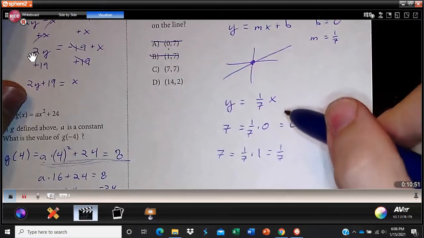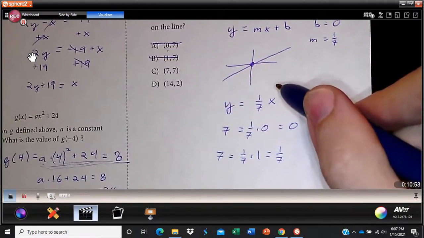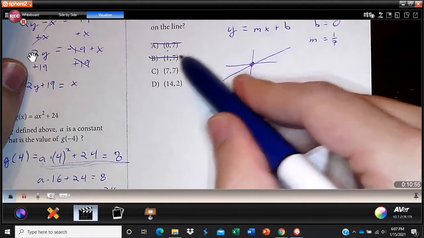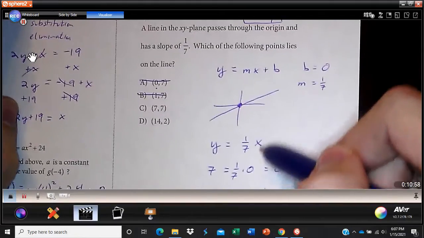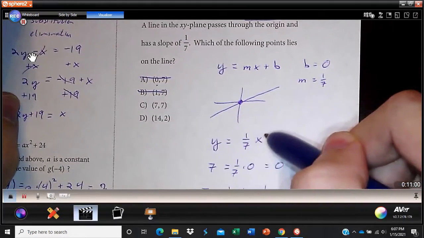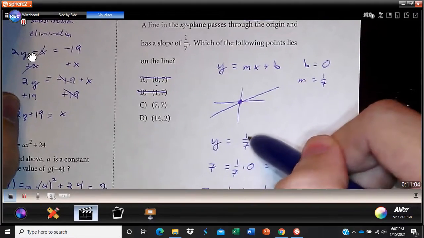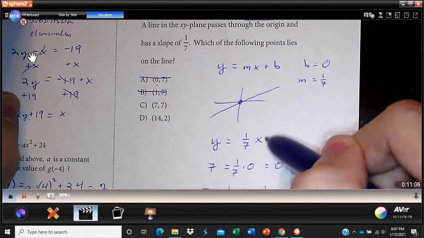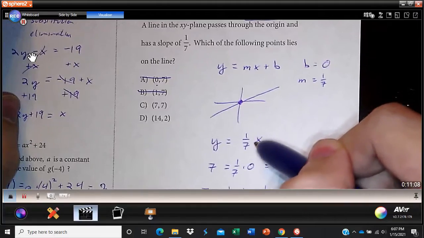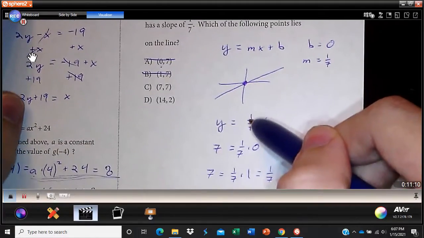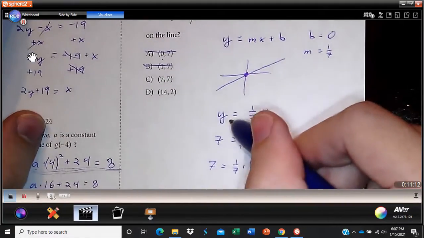The way that that might have been confusing: it lies on the line if it satisfies the equation. So this line can be thought of as a constraint on your x and y's. So this is really saying that y has to be 1/7 of the value of x. So if you thought of it that way, that's how I'm doing these tests, really.